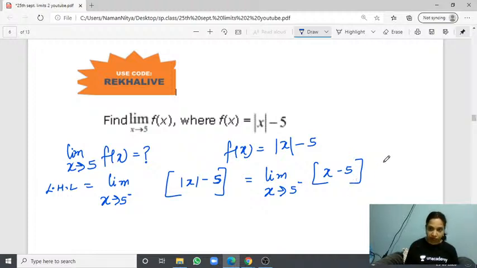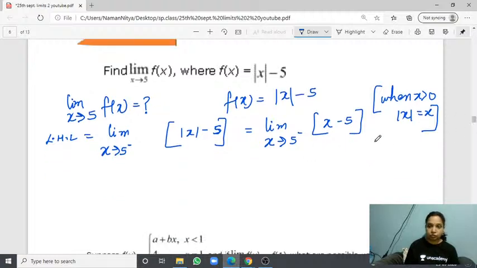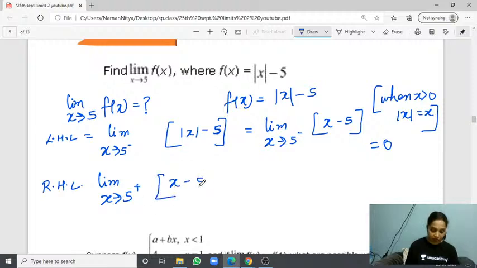Okay, and why this? When x is greater than 0, mod x is equal to x only. Just write this reason also inside. Okay, so obviously the limit value for this one will be 0, left hand limit. And if I calculate right hand limit also, 5 plus, in that case also it will be x minus 5 only. So that is also going to be 0. So what is the value for this one? It will be 0.